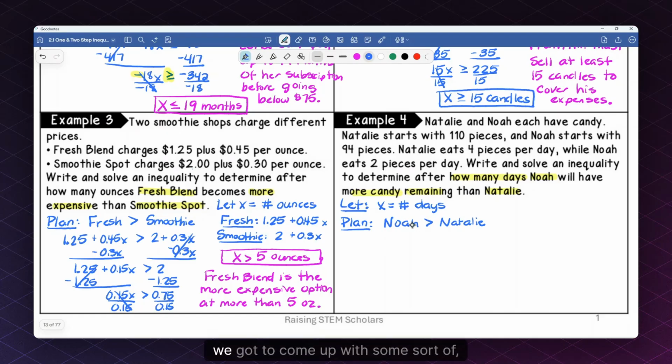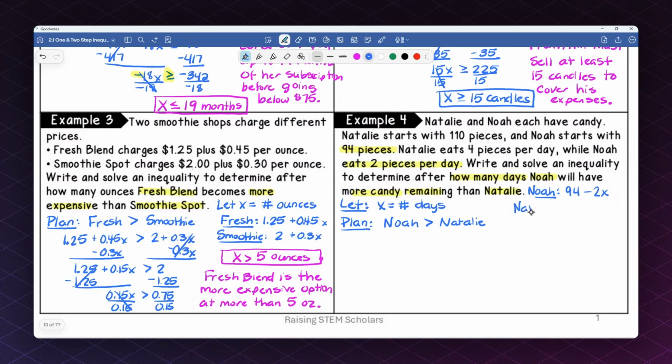Well, what does it mean? We've got to come up with some way of saying how much candy Noah has and how much candy Natalie has. So let's define this over here. We're going to do Noah. Let's go read up here and see what he has. So Noah starts with 94 pieces, and then Noah eats 2 pieces a day. Okay. So if he starts with 94 pieces and he's eating them, the eating is like subtracting, right? He's eating 2 per day. And we just said days was our x. So 2x.